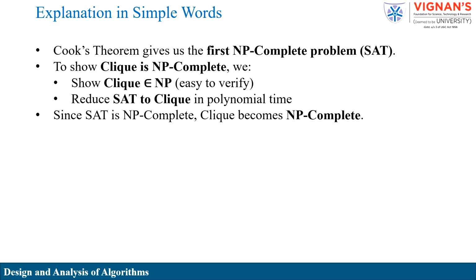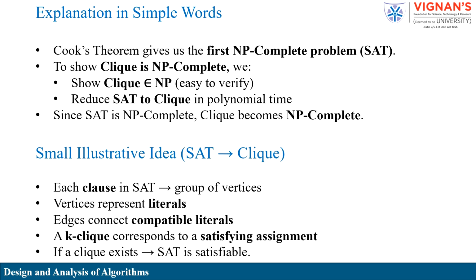Now, let's look at a small illustrative idea of the SAT to Clique reduction. Each clause in SAT is represented as a group of vertices in a graph. Each vertex represents a literal from the clause. An edge is added between vertices if the literals are compatible, meaning they do not contradict each other. A K-clique in the graph represents a satisfying assignment that picks one literal from each clause. So, if a clique of size K exists, then the SAT formula is satisfiable.